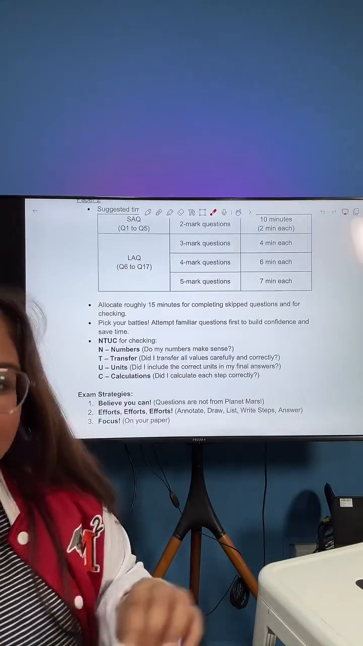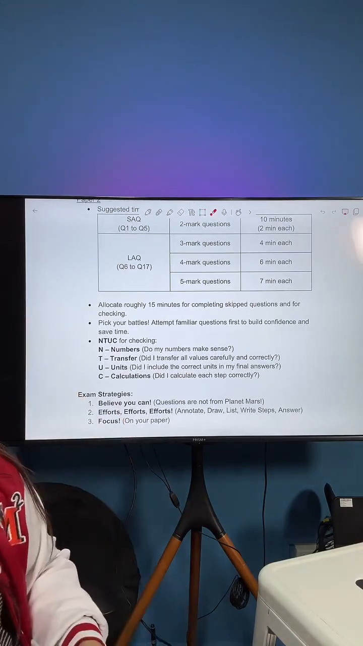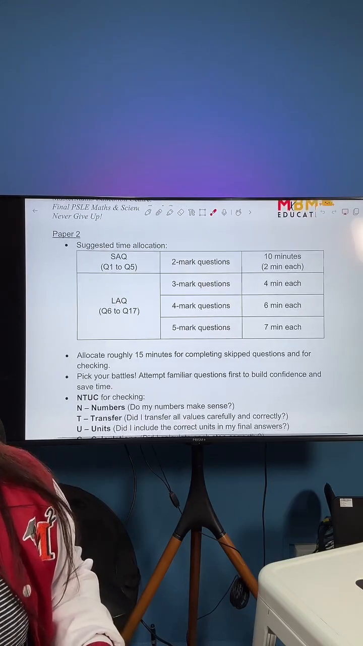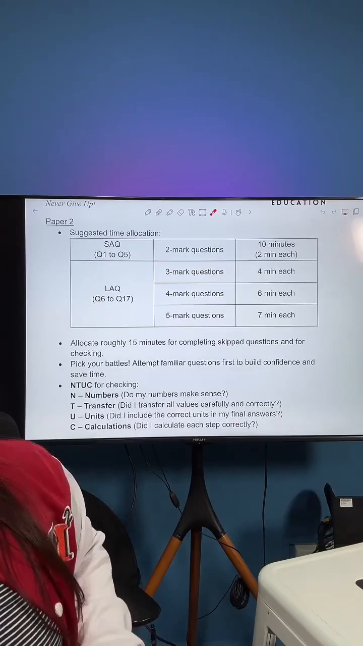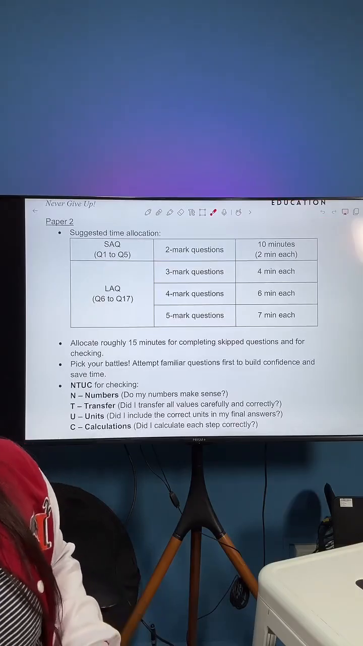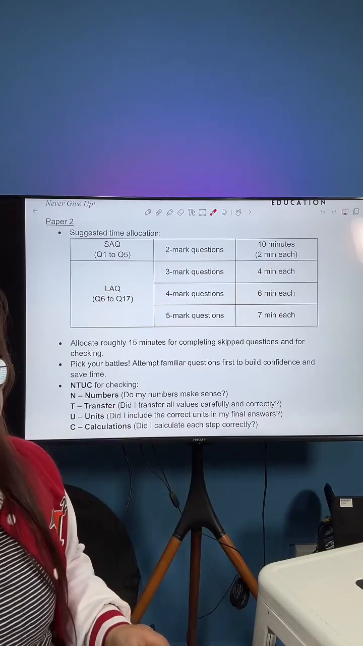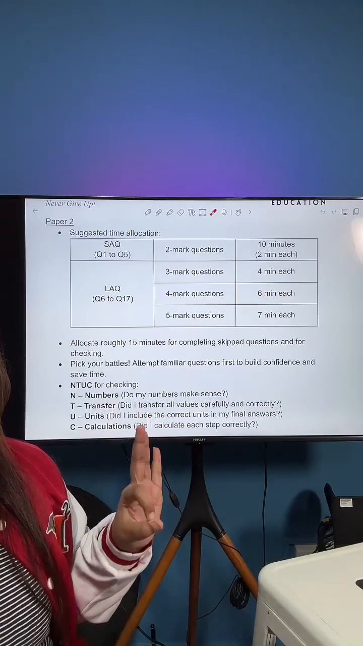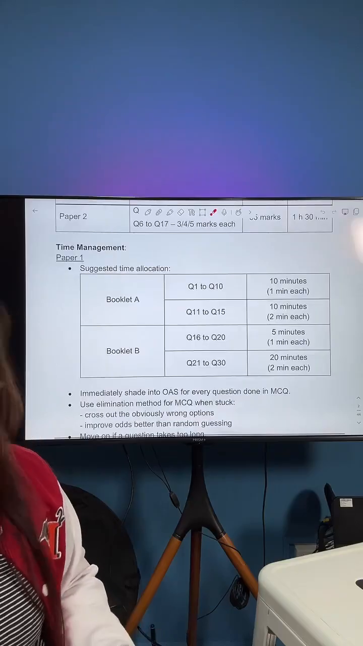Anything else? I hope I have shared enough for you. You might want to take a screenshot of the suggested time allocation. Maybe that helps. I can also show you for paper 1. Okay, you screenshot already, let me know. I go back to paper 1. Okay, wonderful. This one is the paper 1 time allocation.